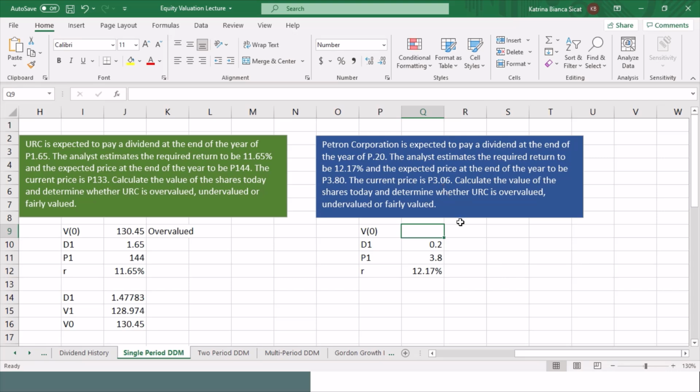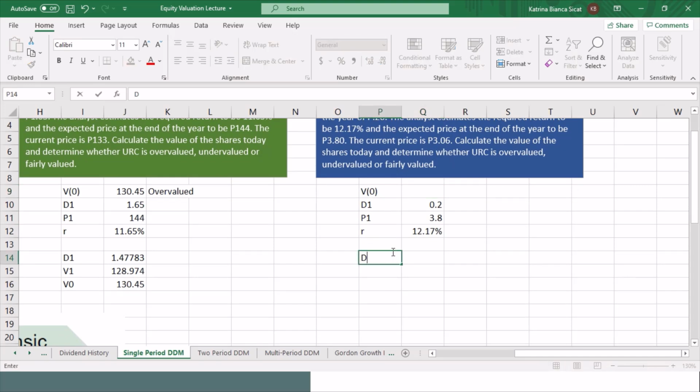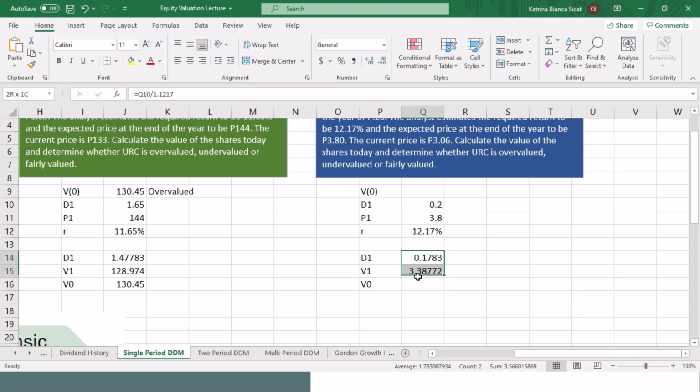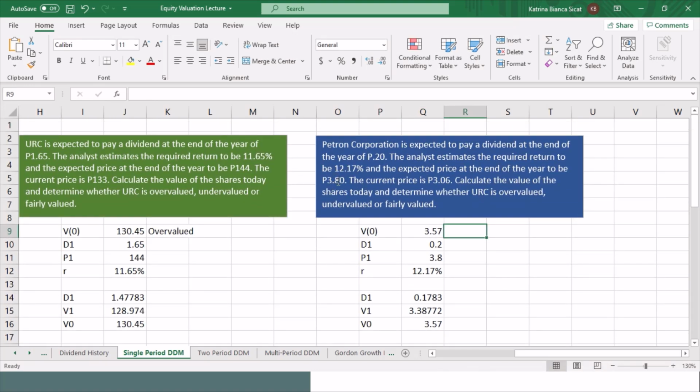Now, we have to calculate the value of the shares. So, our dividend at year 1, value at year 1, and of course, intrinsic value equals 0.2 divided by 1.1217, plus 3.8 divided by 1.1217. Then get the sum of these two. You'll get 3.57 to be exact.